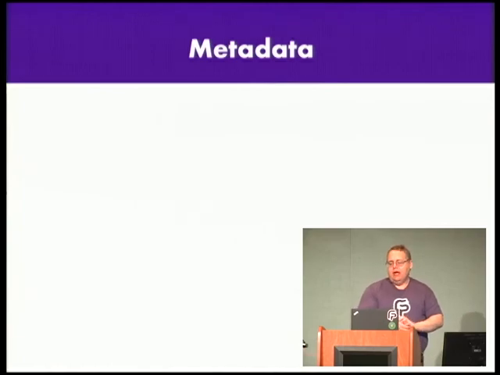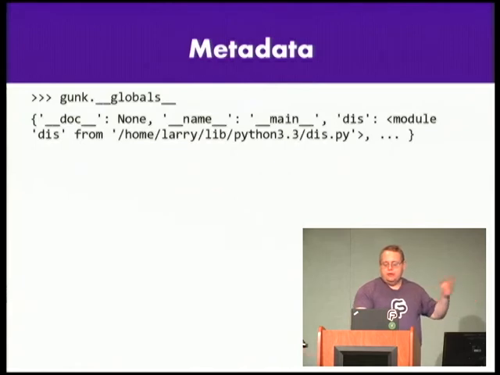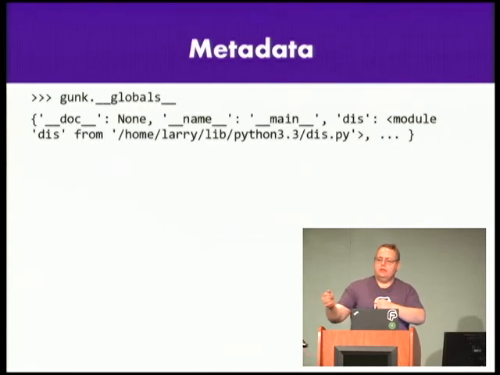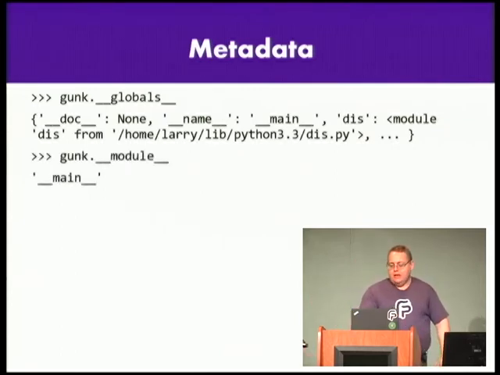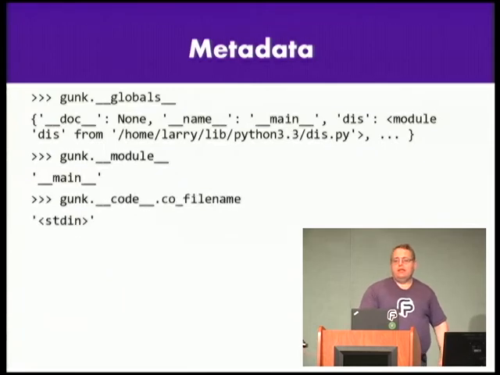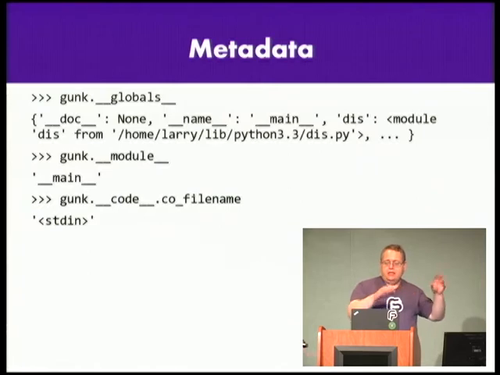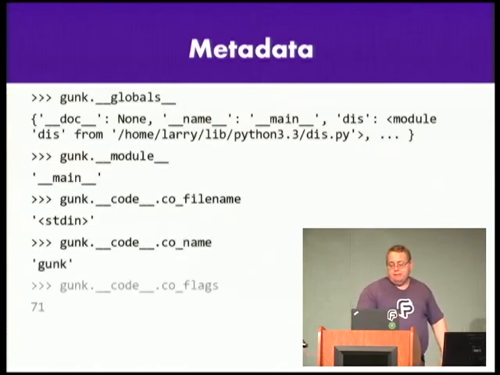We're almost done. This is all of the metadata associated with the function, and it's kind of split between the 2. The globals, this is the dict for the module that was defined at the time that the function was defined. So the function carries its own reference to the globals dict around, which is why it can always find its own globals. The name of the file that was active at the time the function was compiled. I typed it into the interactive interpreter, so I got stdin. The name of the function itself.